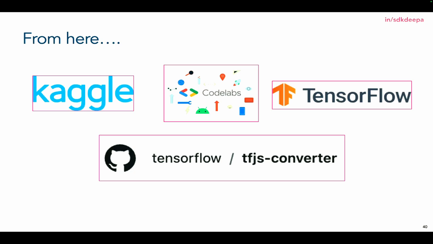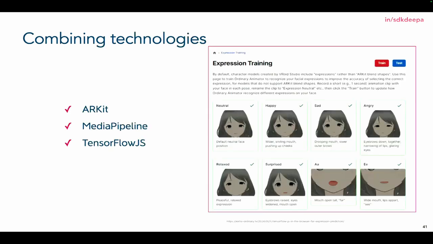So Kaggle is a very good source where you will have all the Python models. We have a Python converter to TensorFlow.js. You can use that. And there are a lot of code labs from Google if you go ahead and take a look. And if you are curious, just take one of the TensorFlow models and convert it to TensorFlow.js, and then you can use it as well.